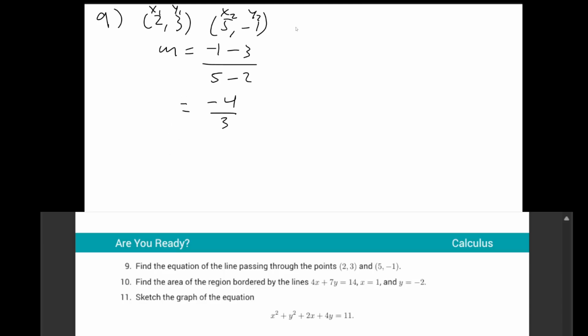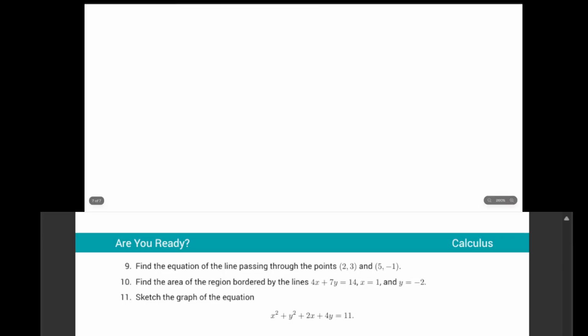So then I'm going to use point slope form, which is, remember, y minus y1 equals m times x minus x1. You're welcome to put it into y equals mx plus b slope intercept form, but I think it's more efficient to just put it in point slope form. So then we'll just get y minus 3 equals negative 4 over 3 times x minus 2. And then that should be the correct answer. So let's move on to the next one.